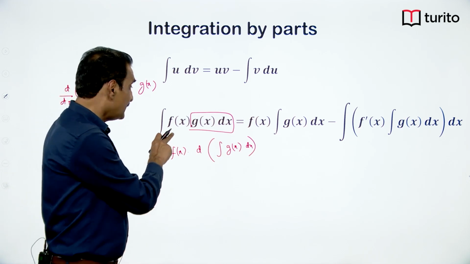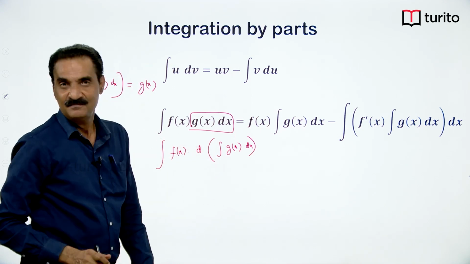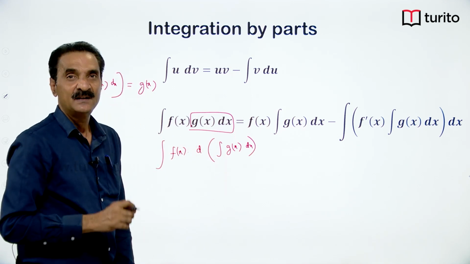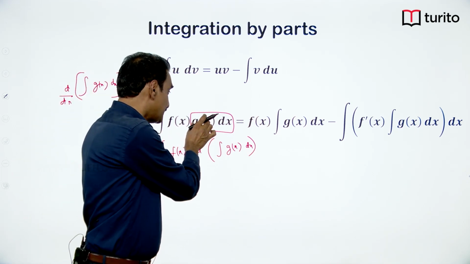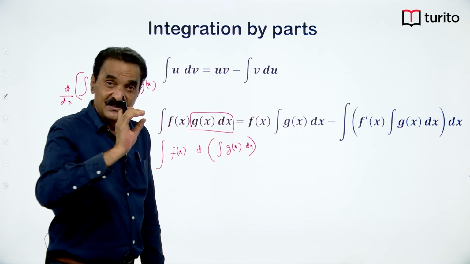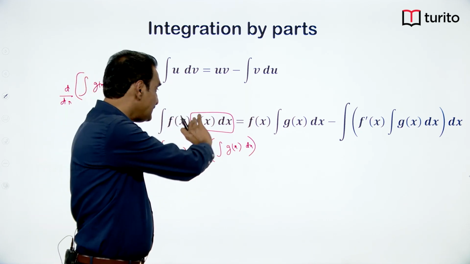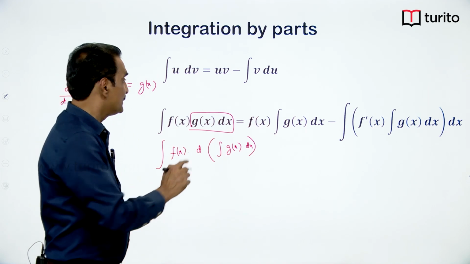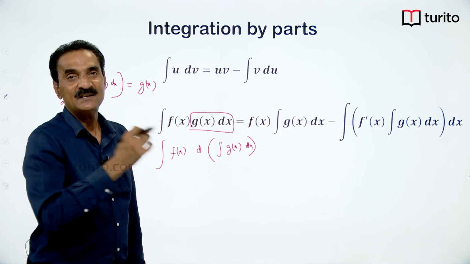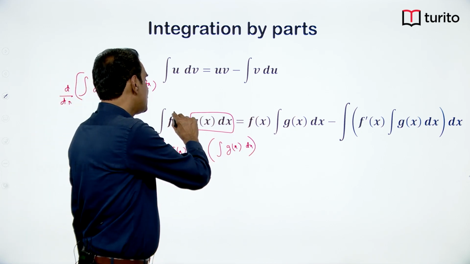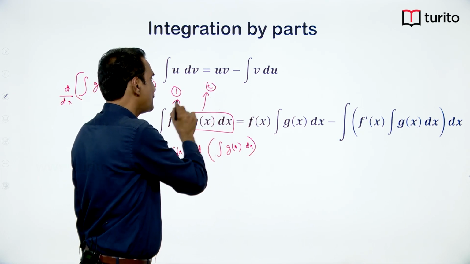But here, if you do not know the integral of g of x, it is not possible. It is not possible to write it like this. So, among the two functions, you should take the function which is integrable, whose integral is known, as g of x, and that can be written like this. Usually, we call this the first part, g of x the second part, or first function and second function.